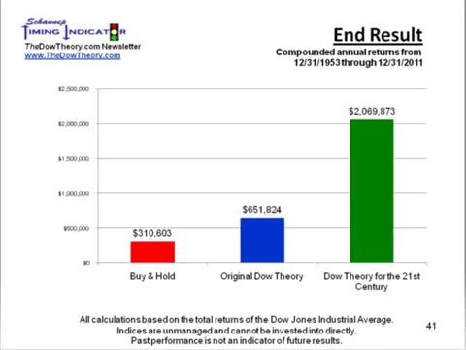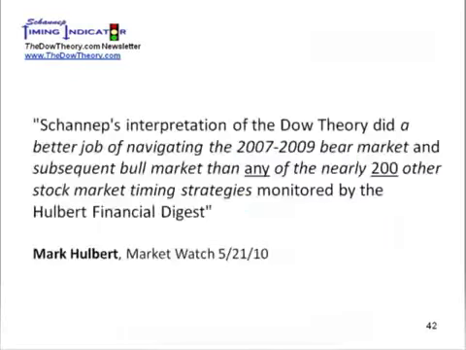Dow theory for the 21st century, don't get carried away, 6.5 times the buy and hold result. Take your pick. We think the choice is clear. And these results have not gone unnoticed either. Again, this is from Mark Hulbert writing in Market Watch, and I've taken the liberty of underlining that our interpretation of the Dow theory was better than any of the 200 other strategies. Let's hear it for the Dow theory.